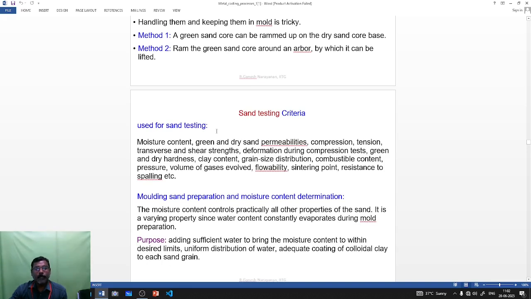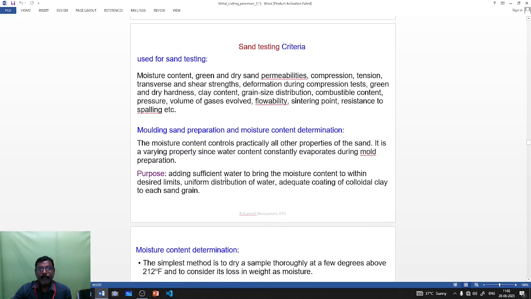Tests used for sand testing: moisture content, green and dry sand permeability, compression, tension, transverse and shear strengths, deformation, compression test, green and dry hardness, grain size distribution, etc. Then the pressure and volume of gases involved, flowability, sintering points, resistance to spalling, etc. Molding sand preparation and moisture content determination: the moisture content controls practically all other properties of the sand. It is a varying property since water content constantly evaporates during mold operations.